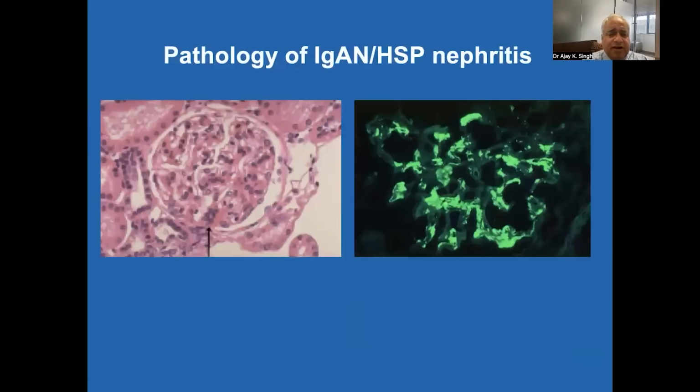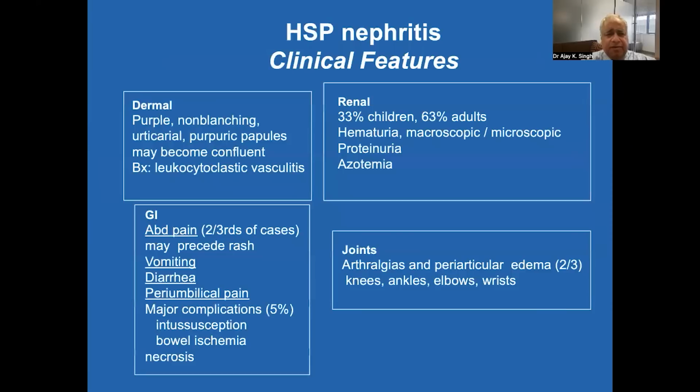The pathology is that of an IgA nephropathy. This is on the left, light microscopy. You see expansion of the mesangial area, and when you look at this biopsy under immunofluorescence, you see IgA lighting up very prominently. So this patient has an IgA nephropathy as the cause of the glomerular disease and therefore of the hematuria. HSP nephritis clinical features can be divided in four buckets, if you will.